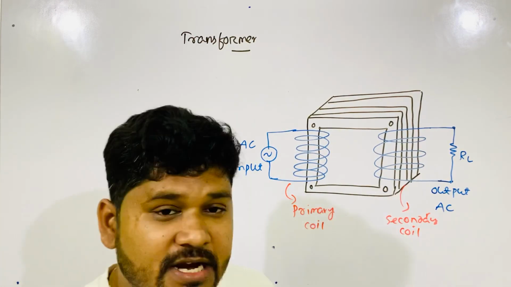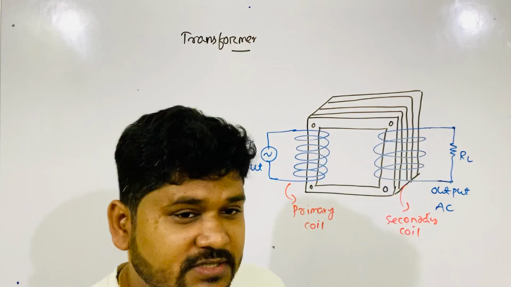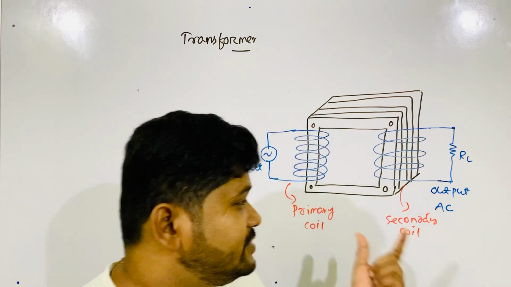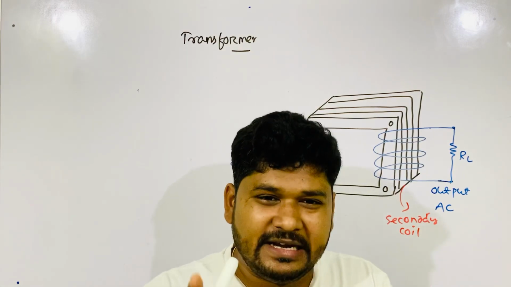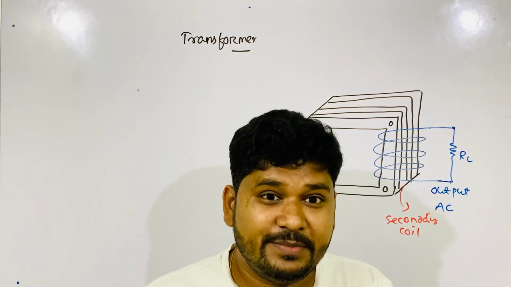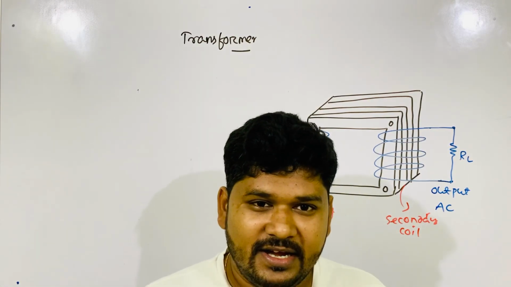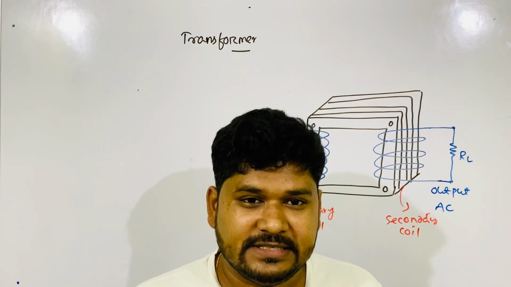Anybody can make it at home. You just bring simple copper wire, and you take one soft iron core. If you cannot get a soft iron core, any metal of any shape you can take. Any metal means a ferromagnetic substance you have to take. Take iron and just wind the wire on it. Then this is a transformer. Very easy.